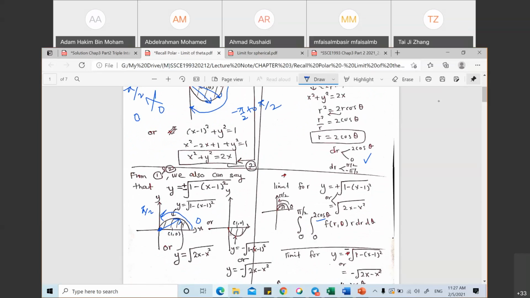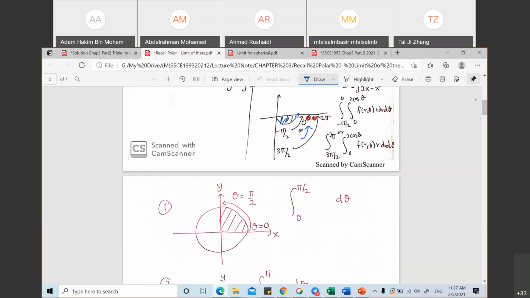Actually, you can do it like this: negative pi over 2 to 0, plus 0 to pi over 2. But you will have two integrals of the same thing, so why not just integrate in one single integral, one single limit?